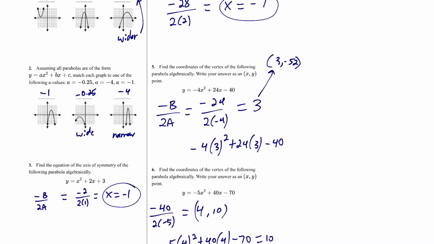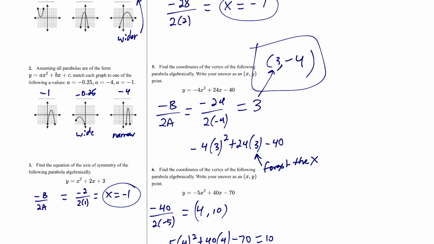Oh, sorry about that previous one. I just noticed my mistake. When I did it in the calculator, I left off the x here, so that's where I went wrong. And this is actually 3, negative 4. So yeah, when I put it in the calculator, I forgot the x. This is the correct answer.